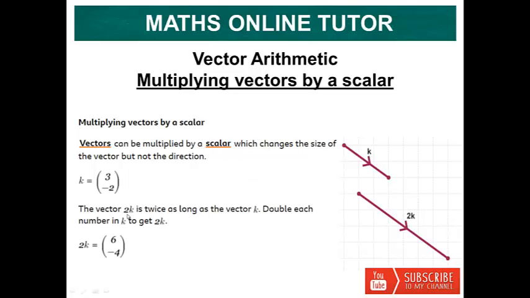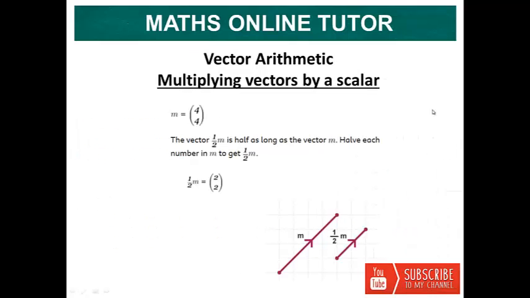Okay, the vector 2k is twice as long as vector k. That means there is a scale of 2 applied to vector k. So vector k was multiplied by 2. So double each number in the column vector to get vector 2k. When I double 3, I get 6, and double minus 2, I get minus 4. So vector 2k is 6 and minus 4. What does this mean? There is an X translation of 6 grids: 1, 2, 3, 4, 5, 6. And there is a Y translation of minus 4: 1, 2, 3, 4.